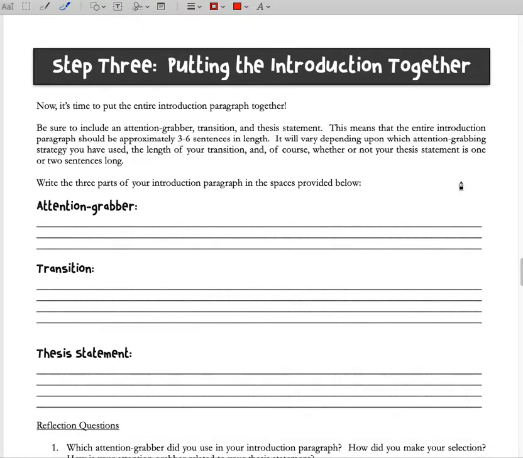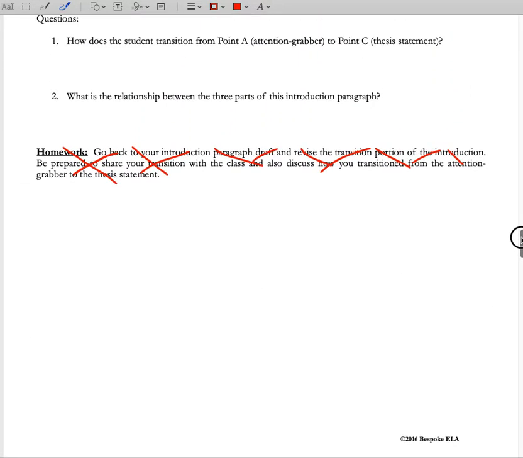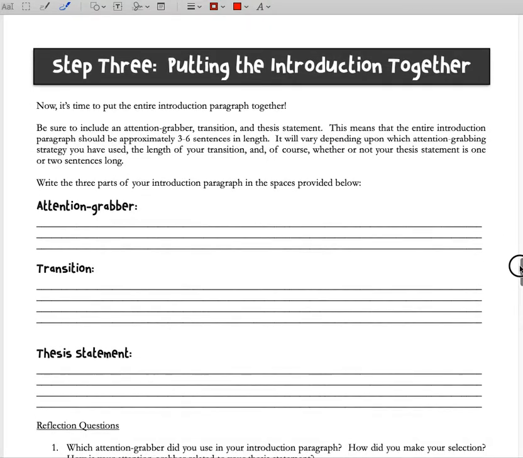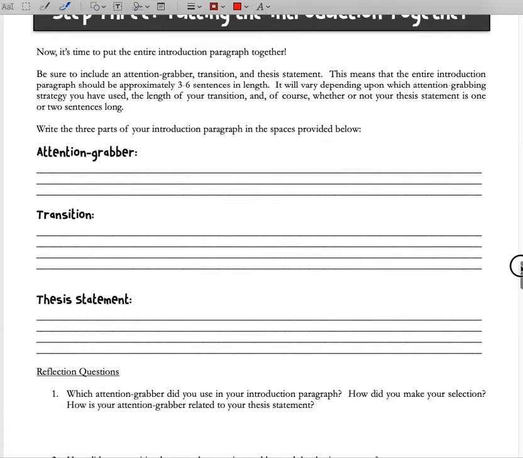Step 3 is putting the introduction together. So now it's time to put the whole thing together. As I said at the end of your second activity, see if you have a draft. If you don't have a draft, here's your chance to do it. Include your attention grabber, your transition, and your thesis statement. It should be 3 to 6 sentences in length. I'm hoping more towards the 6 sentences, please. 3 sentences at this point in your writing career is not enough. Write the 3 parts: attention grabber, transition, thesis.